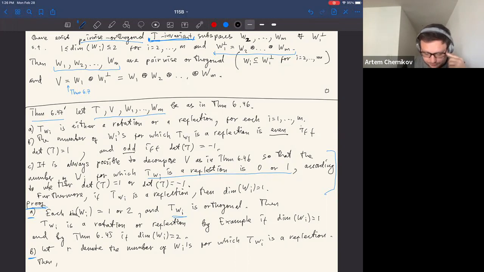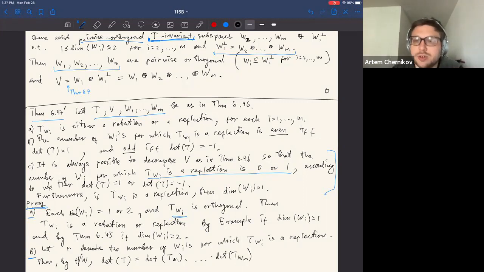But then by homework, we know that the determinant of T can be written as the determinant of T_W1 times the determinant of T_W2, etc., times the determinant of T_Wm. Remember, if the whole space is a direct sum of subspaces, and we have an orthogonal operator, then the determinant can be calculated as the product of the determinants of the restrictions. But what is the determinant going to be? For each Wi which is a reflection, we get -1, and for which T_Wi is a rotation, we get 1. So the product is going to be -1 to the power R.